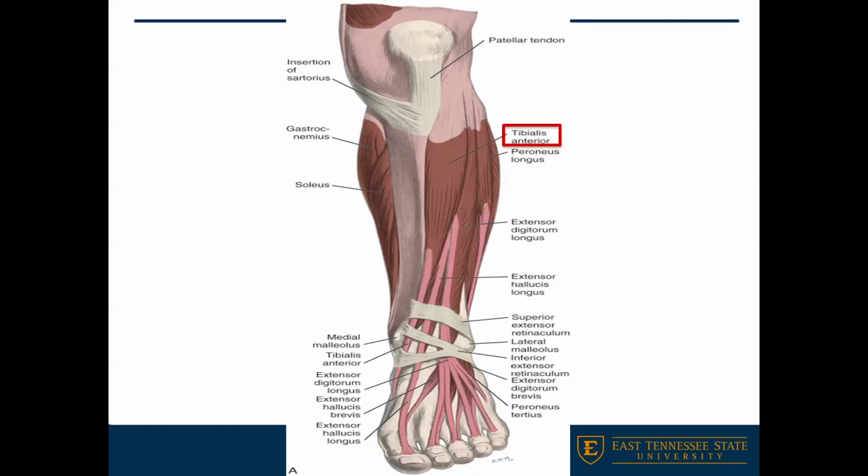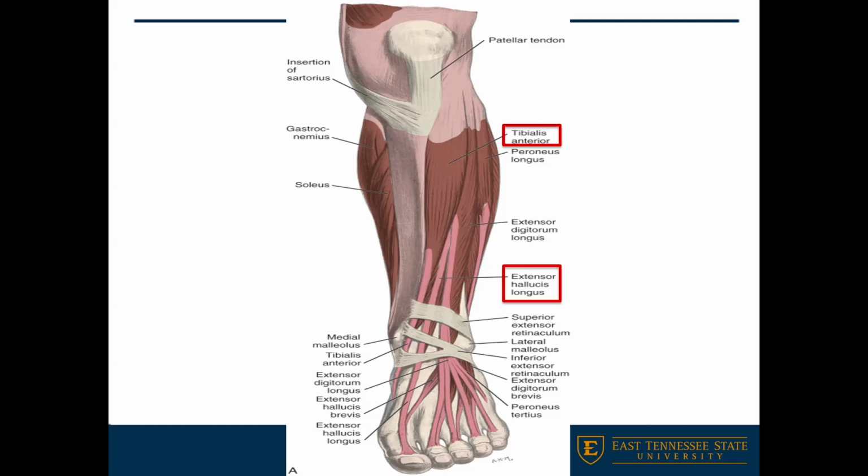The tibialis anterior has a proximal attachment of the tibia and interosseous membrane. Its distal attachment is the medial cuneiform and base of metatarsal 1. Its action is dorsiflexion of the foot at the ankle joint and inversion of the foot. Its innervation is the deep fibular nerve, and its blood supply is the anterior tibial artery.